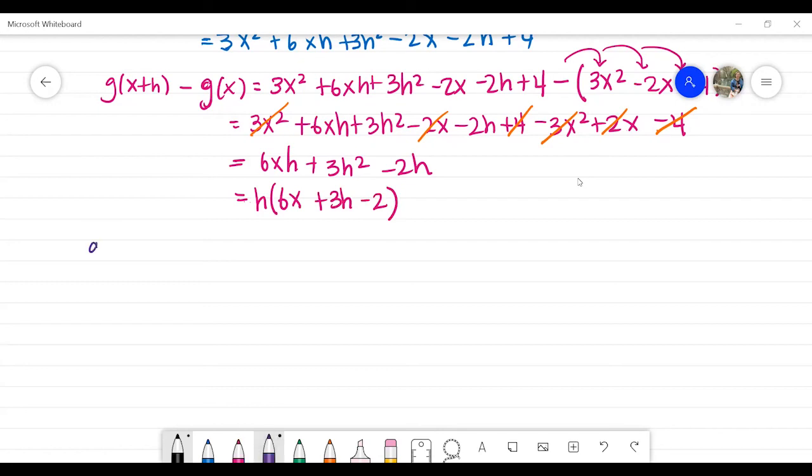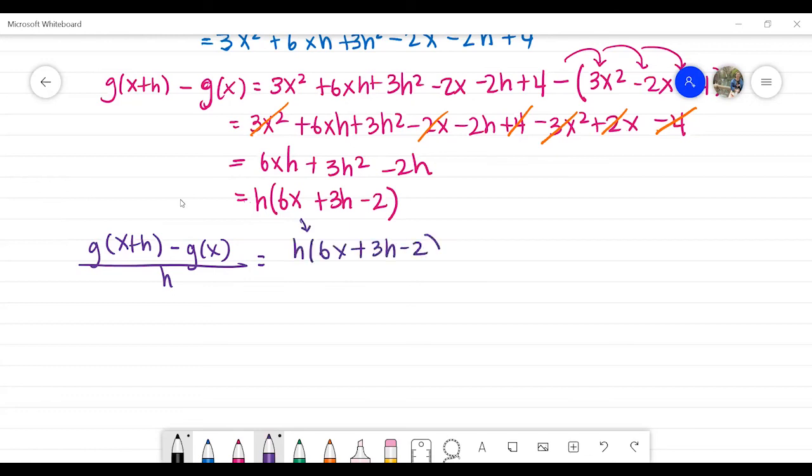And then the last step, so you've got g of x plus h minus g of x, and we are going to divide that by h. Minus g of x all over h. And so I'm going to copy again, right? So you've got h times (6x plus 3h minus 2), and we're going to cancel. So this gives us 6x plus 3h minus 2.